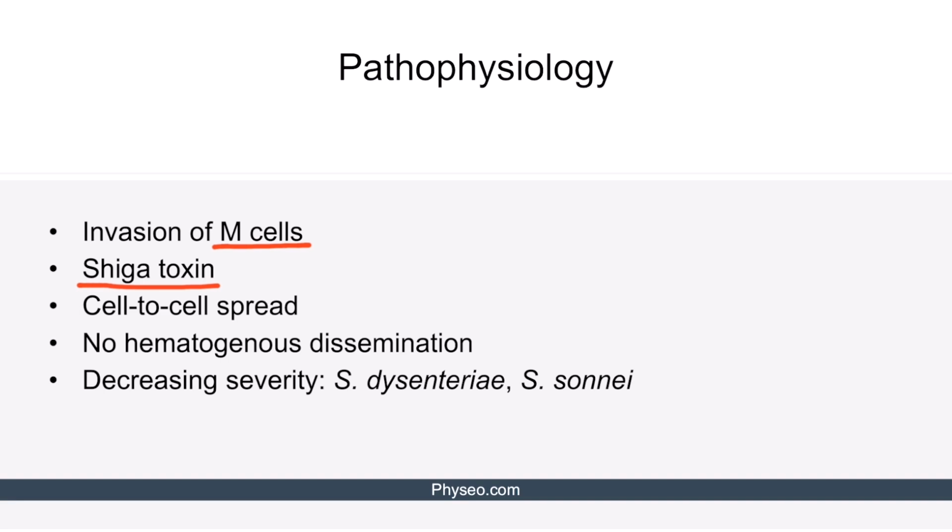However, invasion, not the toxin, is the main pathogenic feature of Shigella. So that's the opposite of EHEC. Now Shigella spreads from one cell to another, and it is not characterized by hematogenous dissemination. Now, severity of infection depends on the specific species of Shigella. The most infectious species is Shigella dysenteriae, while the least infectious species is Shigella sonnei.